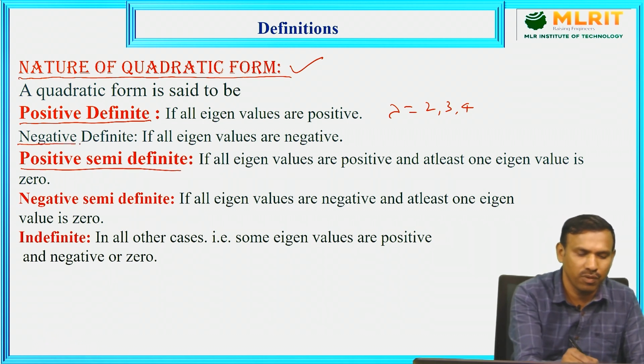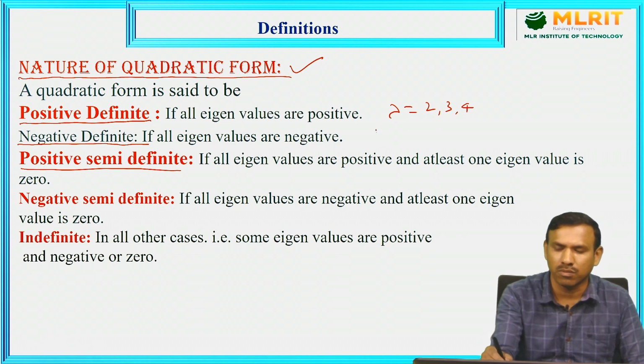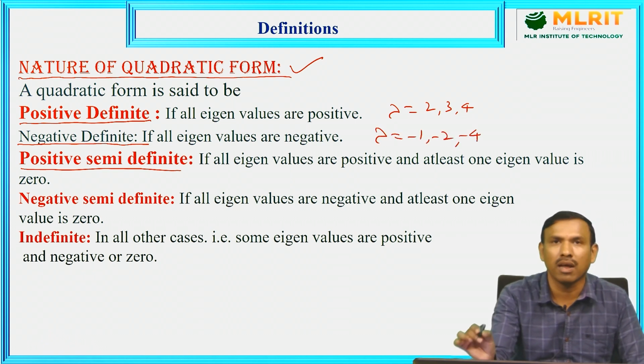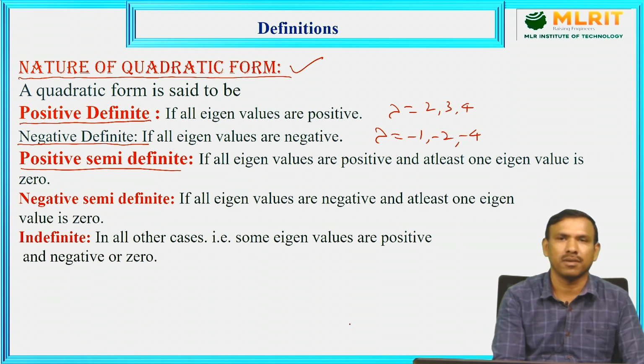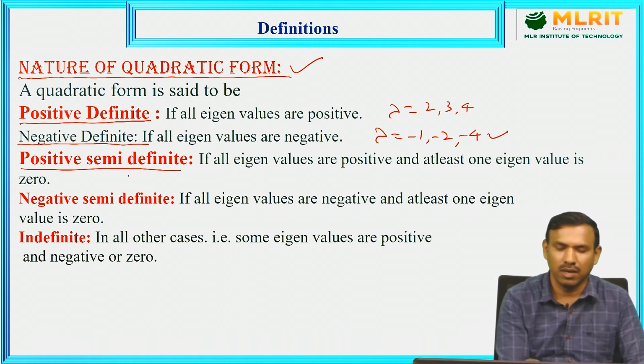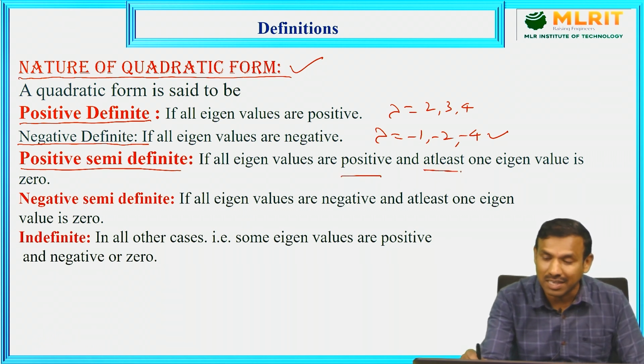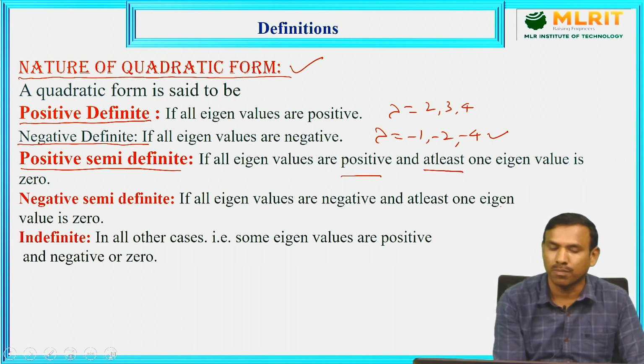One more before that, we have negative definite, the same version. If all eigenvalues are negative, suppose lambda is equal to minus 1, minus 2, minus 4, all eigenvalues are negative, we say negative definite. Next, positive semi-definite: if all eigenvalues are non-negative, but at least one eigenvalue is 0.